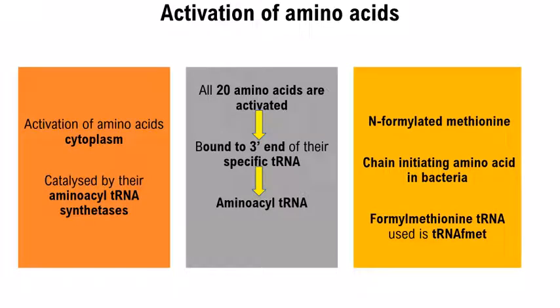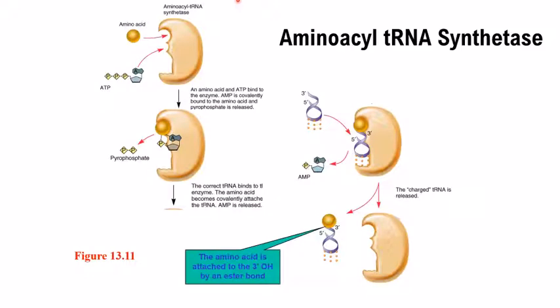All 20 amino acids are activated by the same mechanism and then bound to the specific tRNA molecules, forming amino acid tRNA. The charging of tRNA molecule, that is, attachment of amino acid to the tRNA, is carried out by amino acid tRNA synthetase enzyme. So here we have this amino acid tRNA synthetase enzyme. To this enzyme, the amino acid and an energy source such as adenosine triphosphate, that is ATP, will come and attach first. This particular amino acid and ATP will bind to the enzyme.